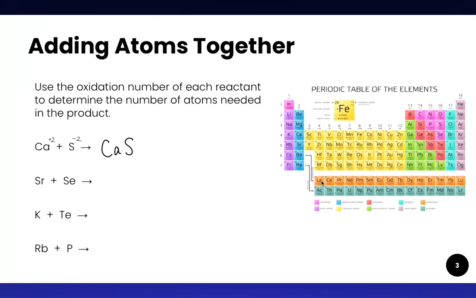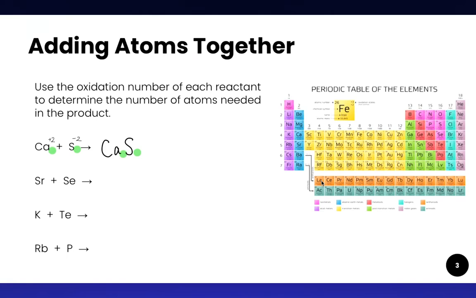So we need to figure out how many calcium atoms and how many sulfur atoms to combine in order to get a neutral charge. Now this one looks like a pretty easy answer. I can see 1 calcium equals the charge of 1 sulfur, so the final answer is CaS, but I want you to learn the crisscross or drop and cross method for figuring this out, because not all of the questions will be this simple.